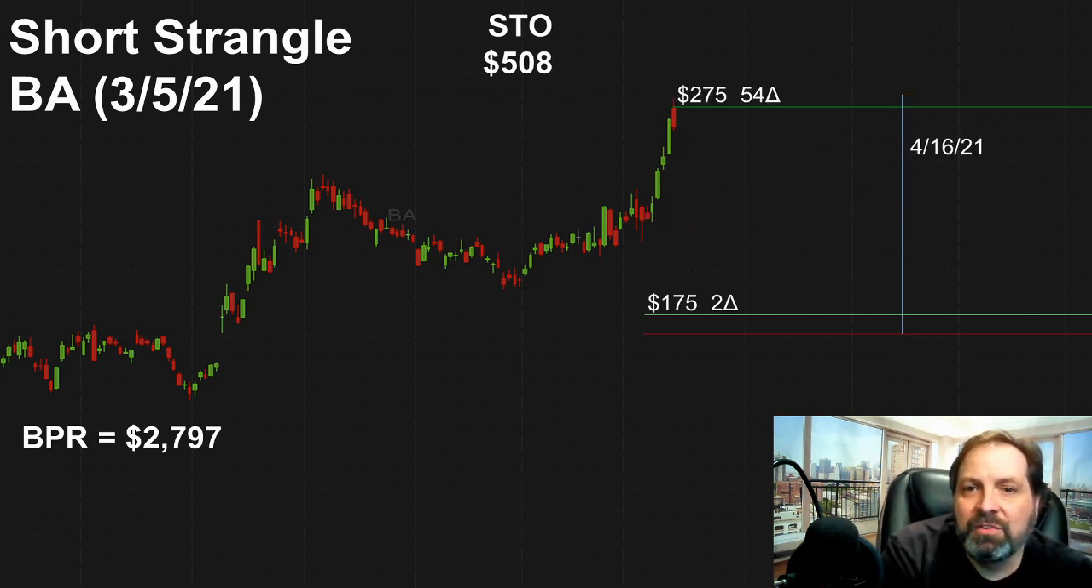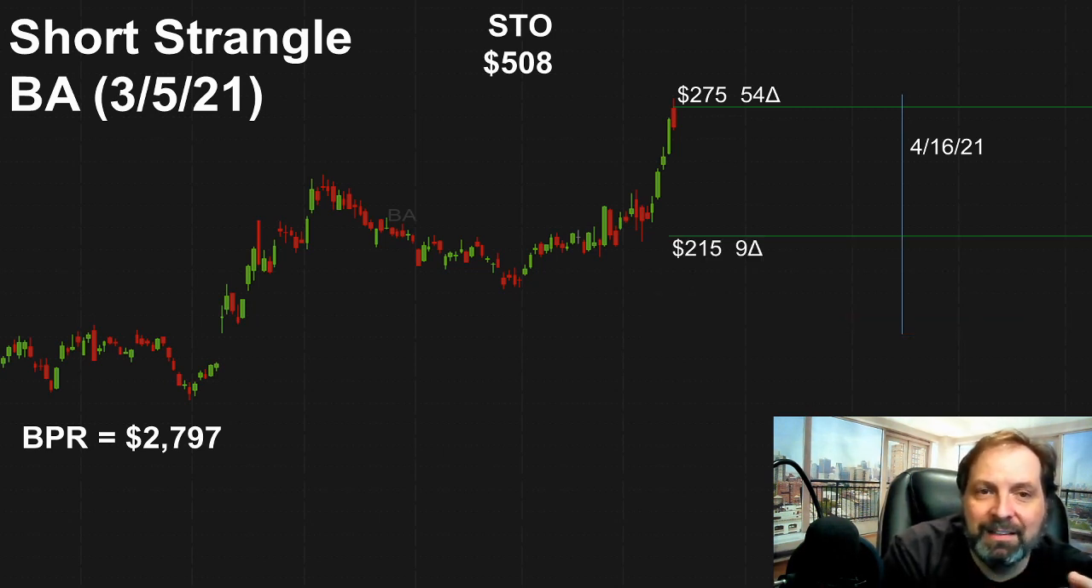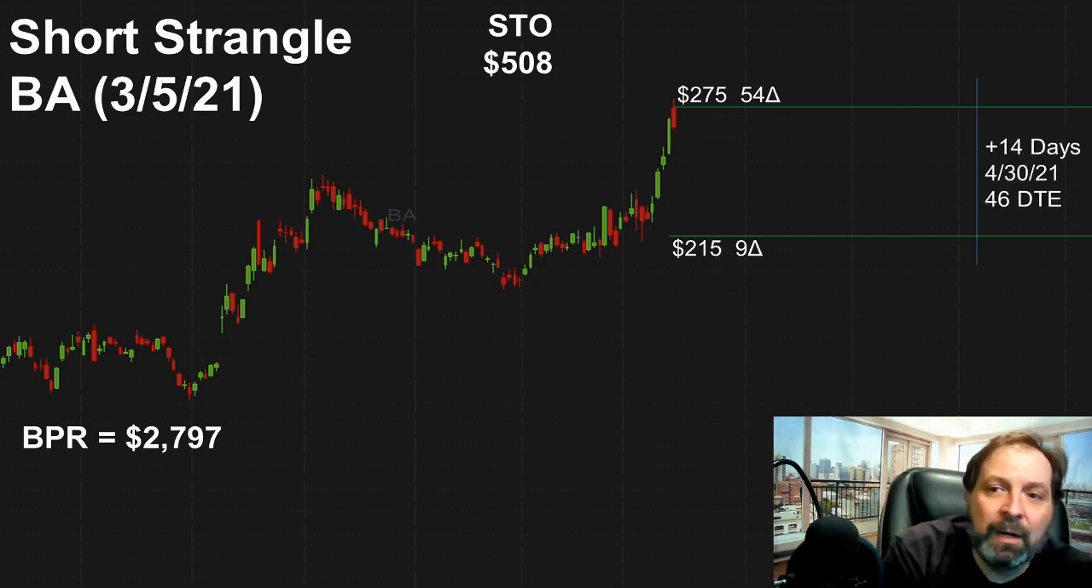I had the 275 strike, which at this point was a 54 delta. And I had the 175 put, which was only a 2 delta at this point. So what I did was I rolled up the 175 put and turned it into a 215 put. It was now a 9 delta. And I took the expiration date and I rolled it out 14 days to 4/30, which was 46 days away.